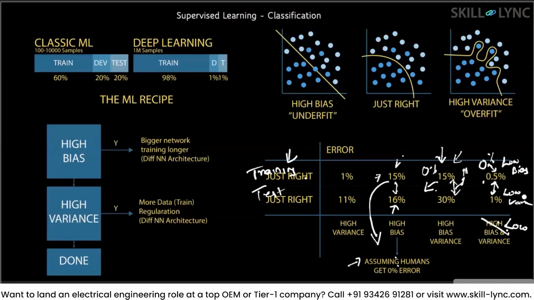That means neither underfitting nor overfitting. So this is a just right model. Here is the training error, this is the test error, and this is low bias and low variance. This is how it should look.